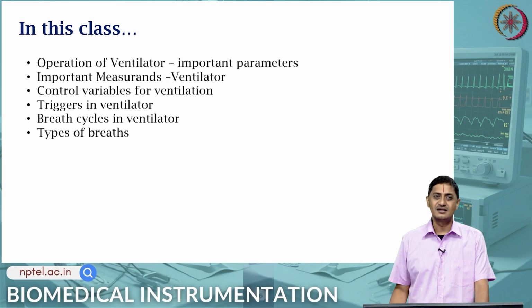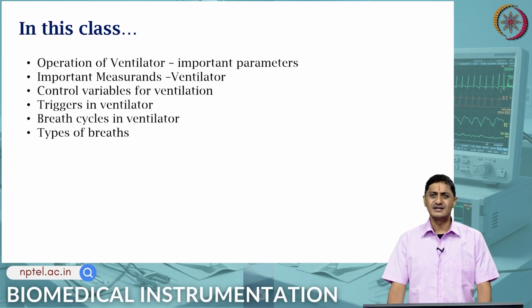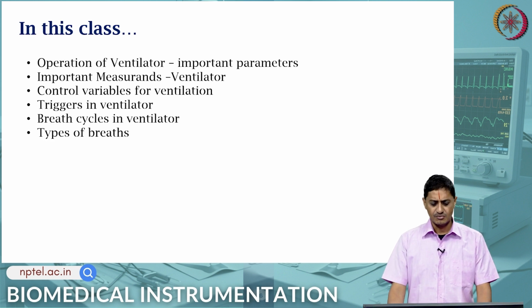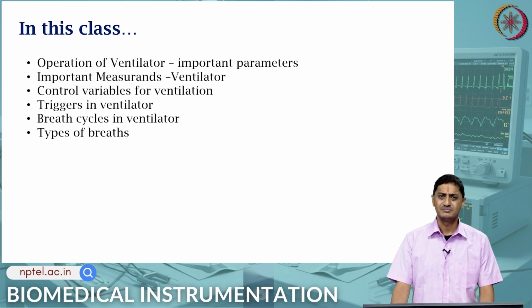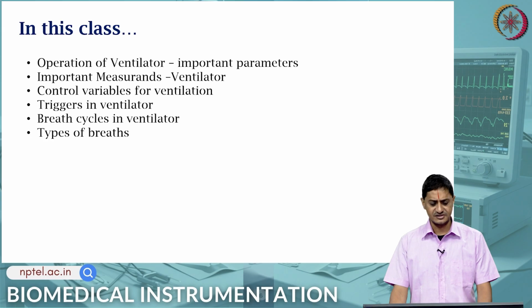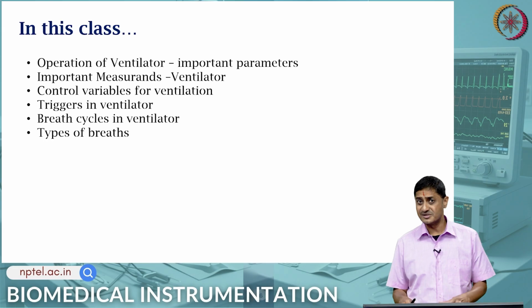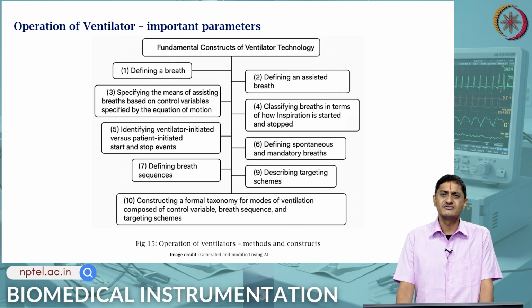We started looking at ventilators. In this video, we will look at the operation of a ventilator and some critical parameters. What are some critical measurements of ventilators, both on the ventilator side and on the patient side, and some of the control variables for ventilators. Then triggers in ventilators, what are breath cycles in ventilators, and what are the types of breaths with respect to the ventilation concept. These are some of the constructs of ventilator technology.